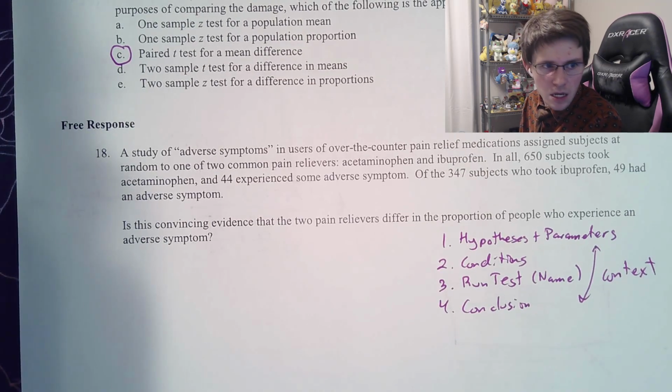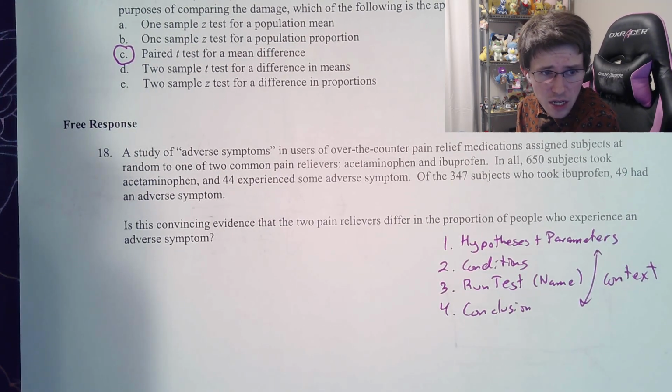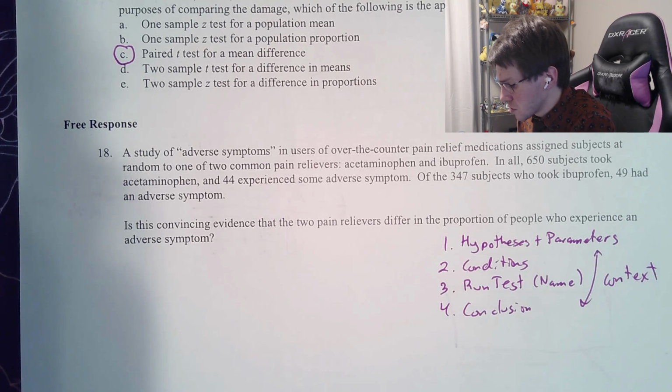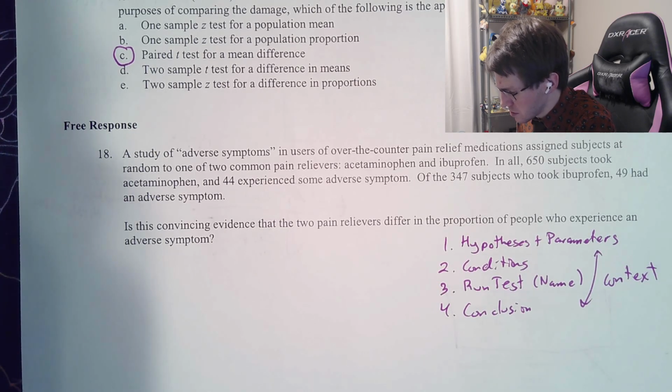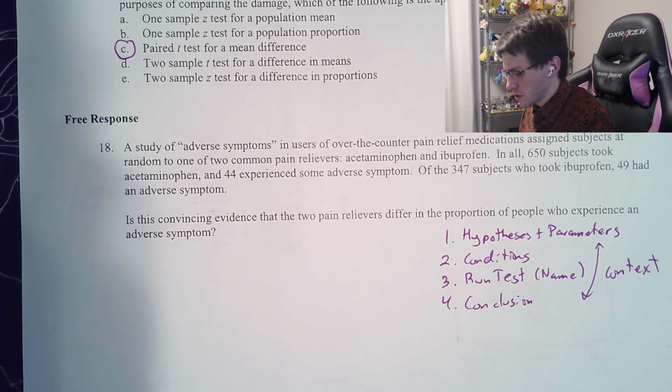Okay. Here we go. A study of adverse symptoms in users of over-the-counter pain relief medications assigned subjects at random to one of two common pain relievers, acetaminophen and ibuprofen. In all, 650 subjects took acetaminophen and 44 experienced some adverse symptoms. Of the 347 subjects who took ibuprofen, 49 had an adverse symptom. Is this convincing evidence that the two pain relievers differ in adverse symptoms?